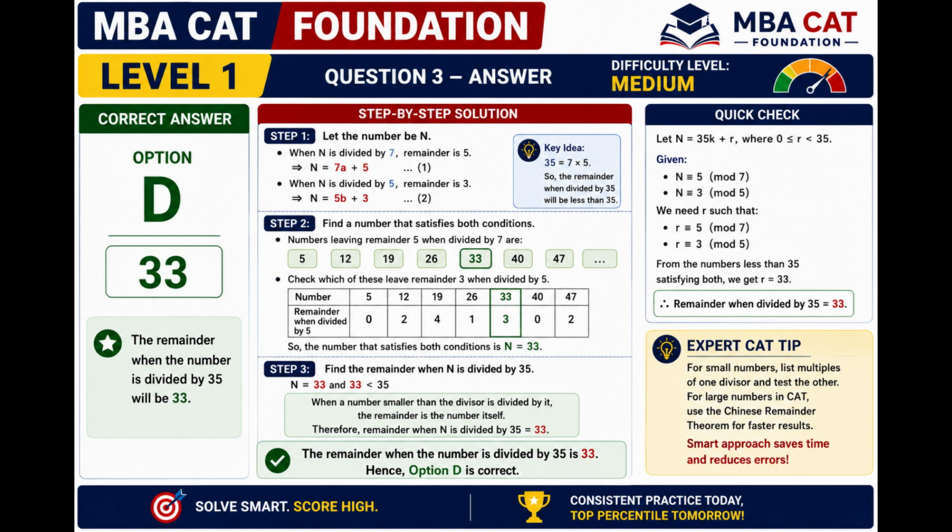Medium white star expert CAT tip. Whenever you see two remainder conditions, don't immediately think you need a complicated formula. If the numbers are small, simply list the numbers that satisfy one condition and then test the second condition. It's often the quickest and most reliable approach. As you progress to higher CAT levels, you'll learn the Chinese remainder theorem, which solves these problems more efficiently for larger numbers. But building this logical intuition first is far more important.